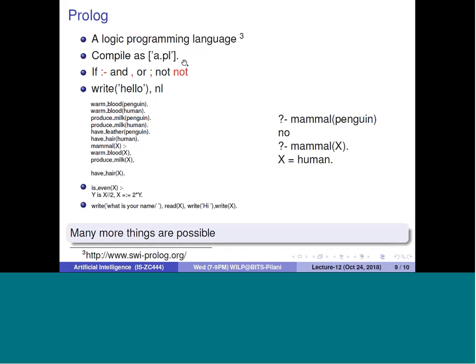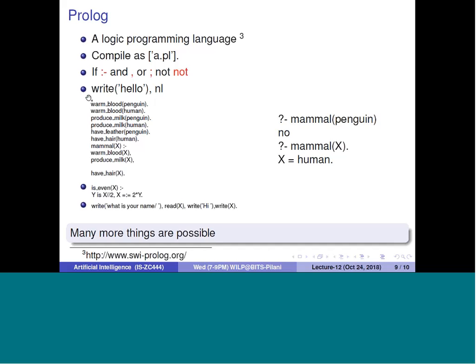Here, like any other language, there is a syntax. If can be written like this, and can be written using a comma, or can be written using a semicolon, and not is there. For example, if you write hello and a new line, it would print hello on the screen. All of this is pretty simple. This is the website, swi.prolog.org. You can go there and install it on your own machine. I'm just going to give you a small example.